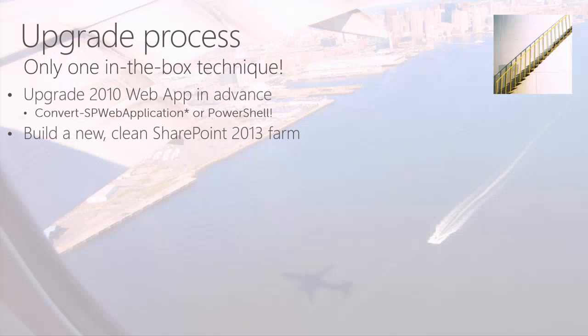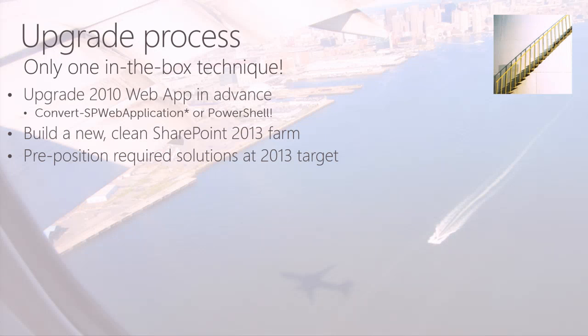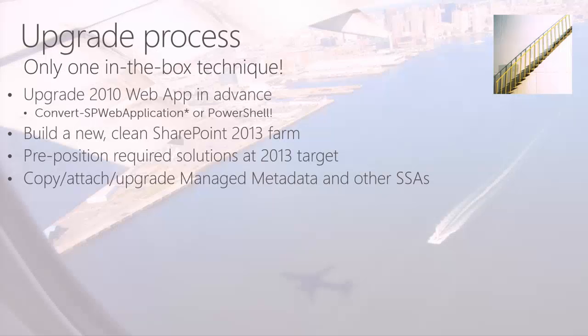We're going to build a new farm that's clean, put in, as we know because we've triaged it, what solutions, what custom code needs to be there in advance. The next part is looking at the shared service applications, things like managed metadata. These are not mission critical for the upgrade. You can still bring the content over, but if you have tags, if you have metadata in your environment, if you have references to user profiles, things that those supporting applications provide, they won't be interpreted appropriately. So we want the tag definitions, the term definitions, to be at the source before we bring the content along.